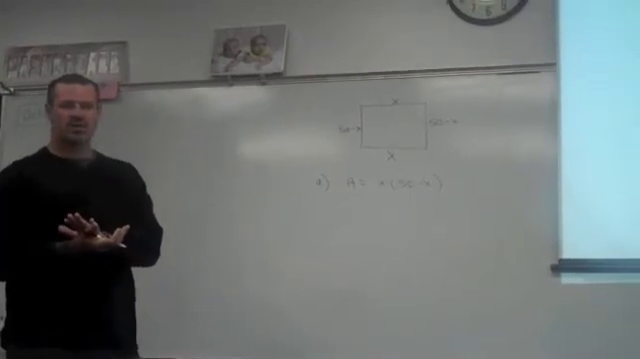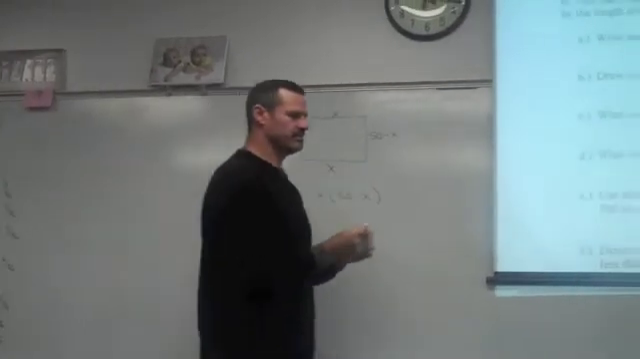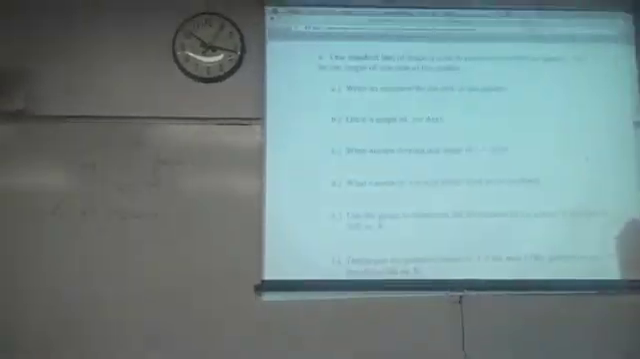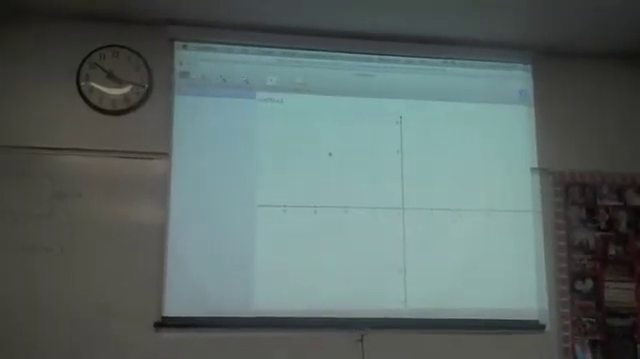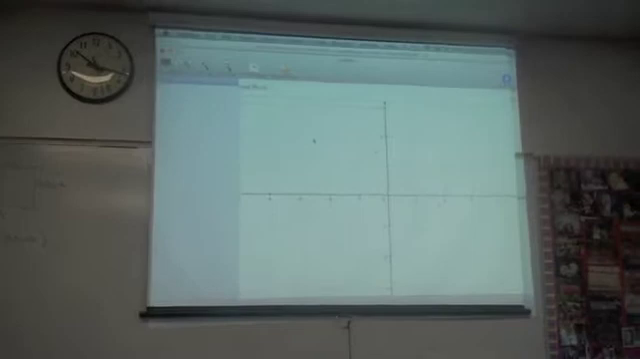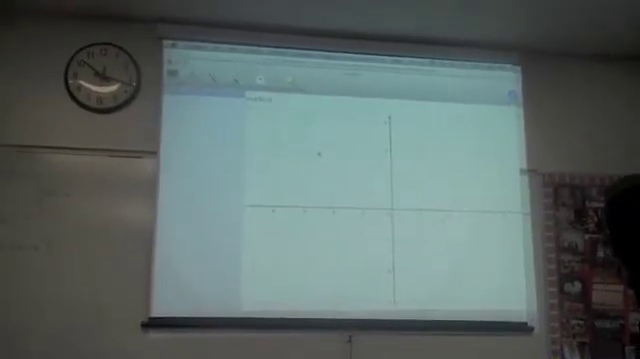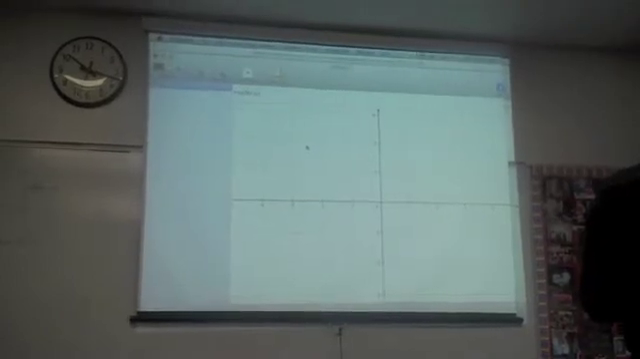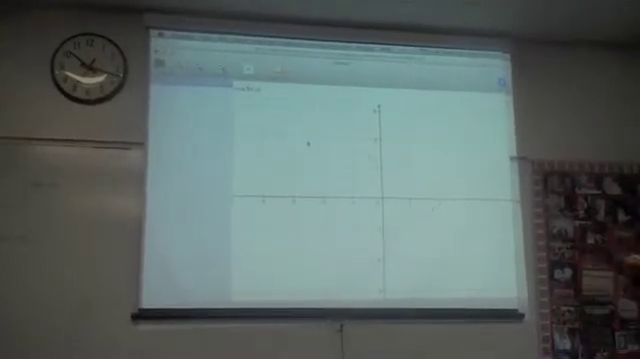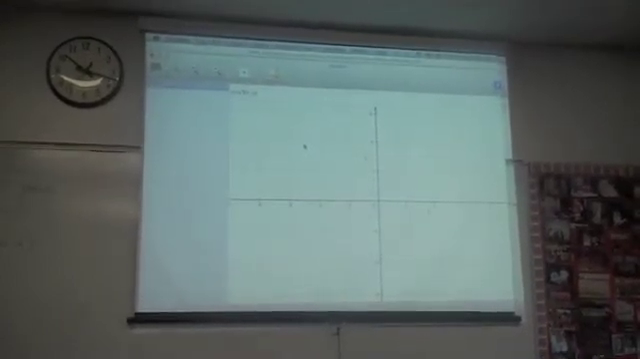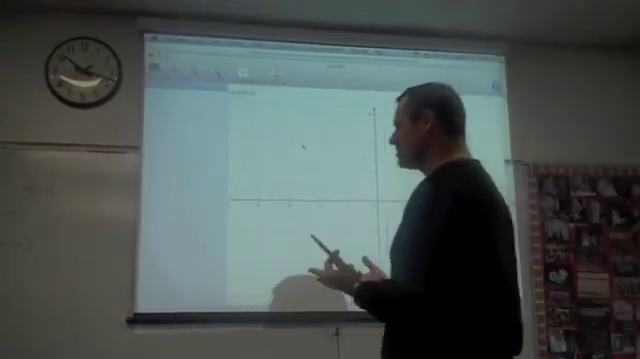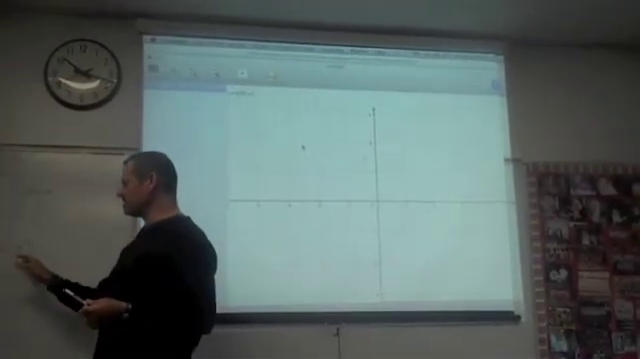B says draw a graph. Alright, well we can do that, but I'm going to do it on the grapher. Before I hit enter, what are we going to expect this graph to look like? Oh, I heard it. What? It's going to be a parabola. I'll never get that way. There's no x squared in that. Of course there is. What this really says is 50x minus x squared.